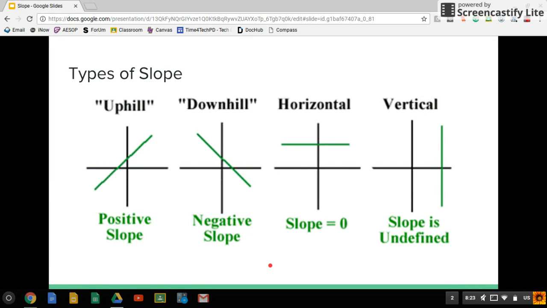All right, there are 4 types of slope. If your line is going uphill, it's pointing up and to the right, then it has a positive slope. When your line is going downhill, it's pointing down toward the right, the slope is negative. If your line is horizontal, then the slope is 0. And if you have a vertical line, then the slope is undefined. Those are 4 very important things that you need to know.